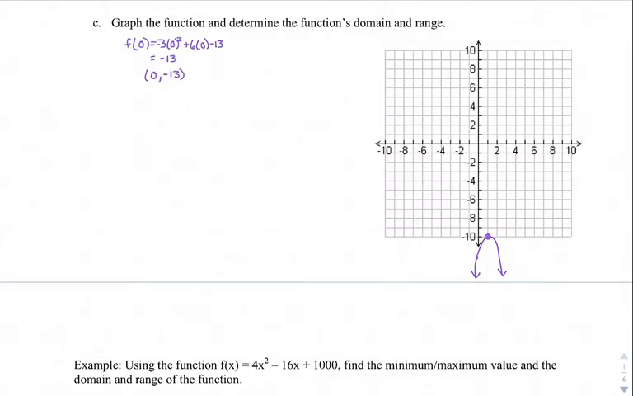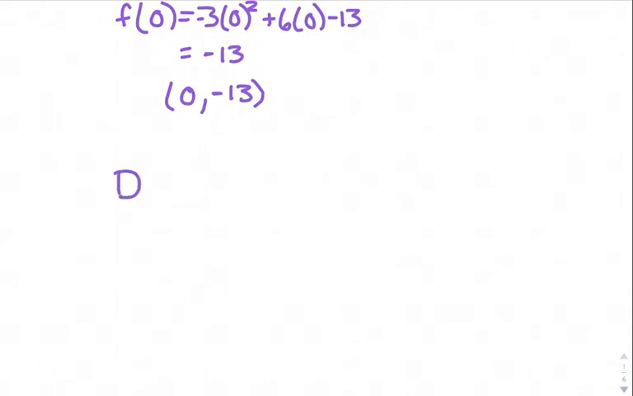Now, whenever we're doing a parabola, unless it says otherwise, your domain is always all real numbers. So if you notice, this can go all the way down to the left and it goes all the way down to the right, which means my domain can go all the way to negative infinity and it can go all the way to infinity.